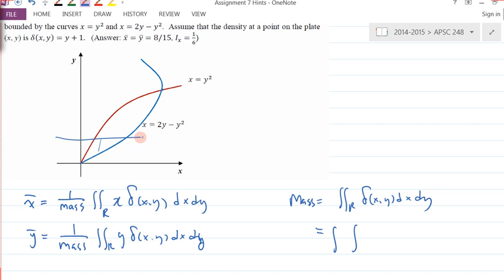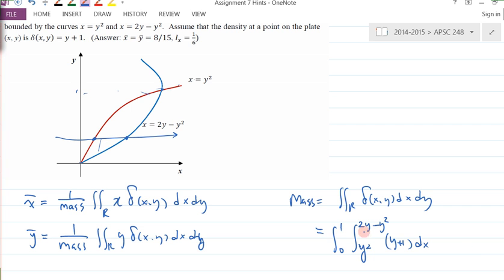If you do dx first, we draw a line in the x-axis direction. First contact is x min, second contact is x max. X min is y squared, and x max is 2y minus y squared. And delta xy is y plus 1. So that's the inner integral. Then y sweeps this line across the whole region R from 0, and here you will find that the intersection is 1, so 0 to 1.